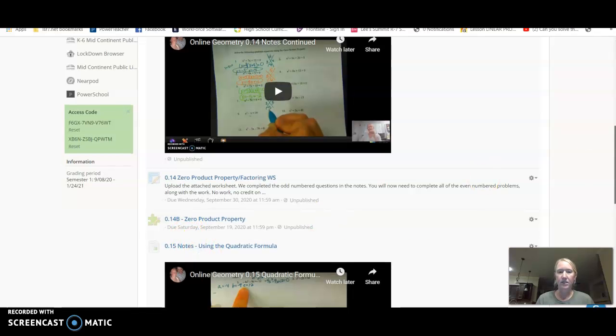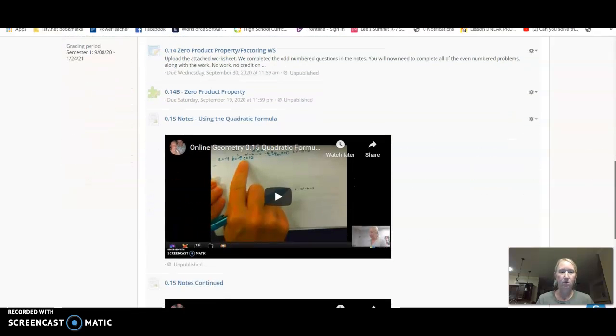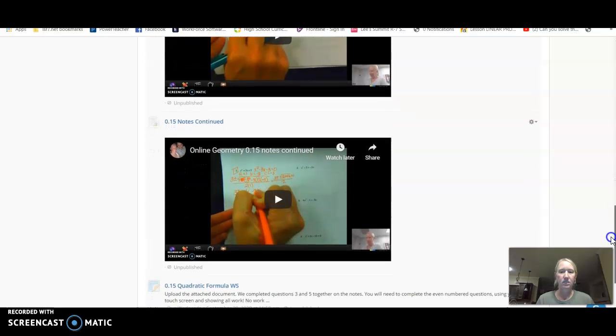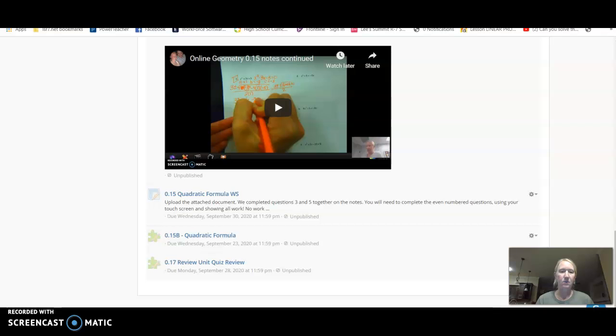After that, you're going to do the next set of notes, which is the quadratic formula. And again, there's a small section of notes that continues. After that, you have an annotating worksheet that you need to do using your screen again. And then there is a Schoology assignment for the quadratic formula.